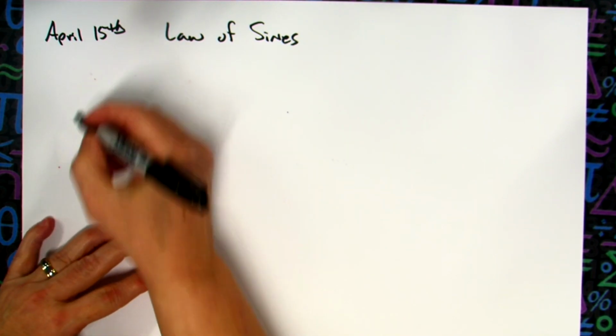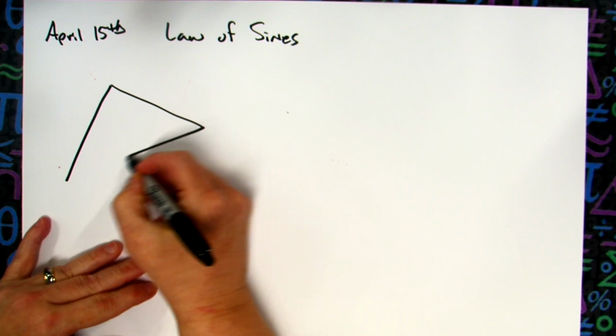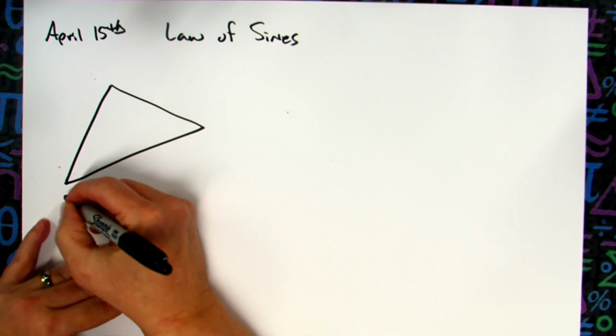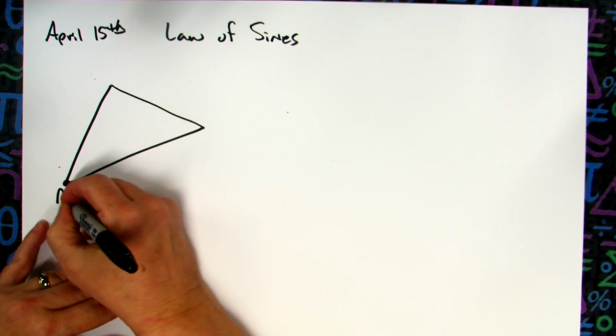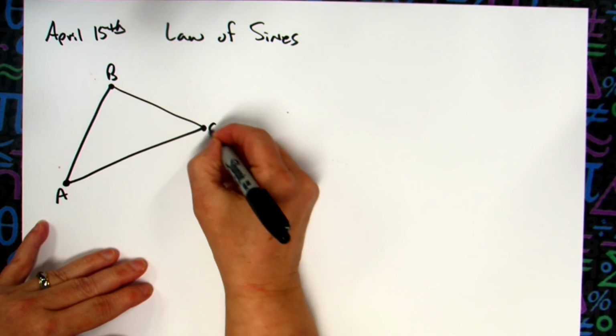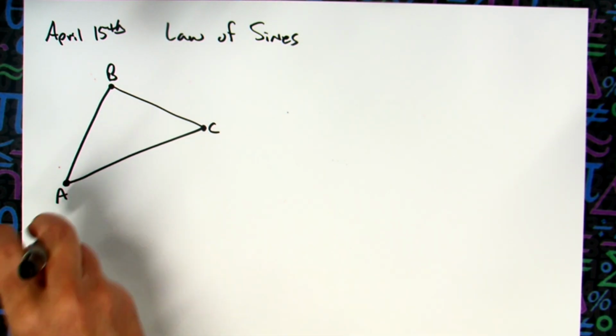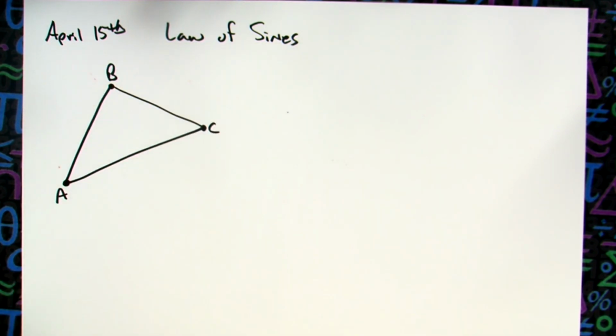All right, so what I'm going to do is I'm just going to draw a random triangle here. Even if it might look like a right triangle, it was not my intention. All right, so we've got triangle ABC. Now notice the vertex, from geometry, remember capital letters on your vertexes.